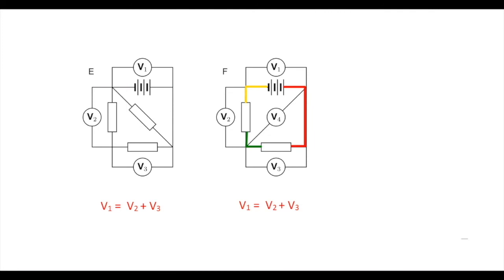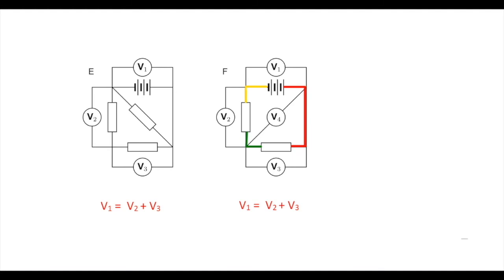Remember with number F, we said if a voltmeter is giving you problems, making things look difficult, you can always remove it because no current is traveling through that voltmeter. So here, if you ignore the middle voltmeter, it's just a plain series circuit with one resistor after another. So V1 is just equal to V2 plus V3 because what we put in, we must use.